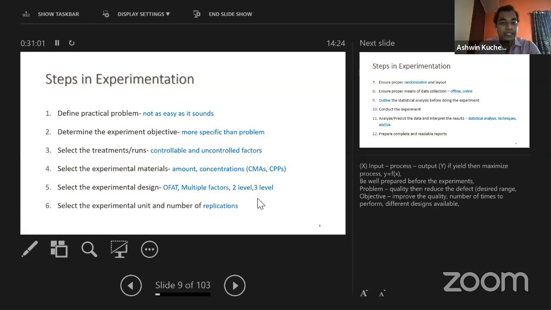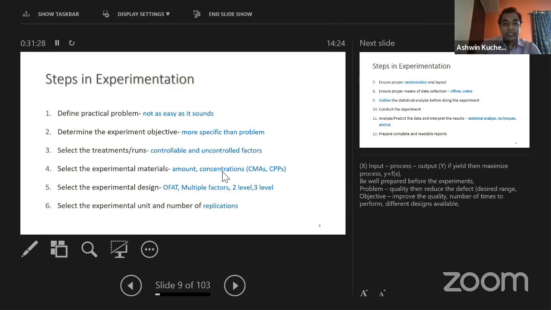Selecting treatment runs means selecting the input factors, like controllable factors and uncontrollable factors. Before selecting these controllable or uncontrollable factors, we should be well prepared for the experiment, knowing that this is my experiment and these are my input factors. Just for the sake of increasing the number of factors to fit a design, we should not select the number of controllable and uncontrollable factors.